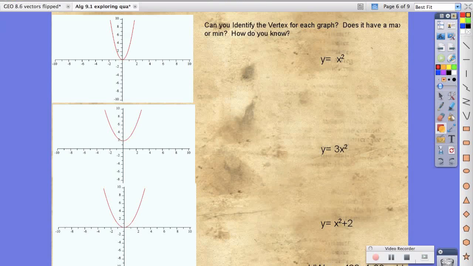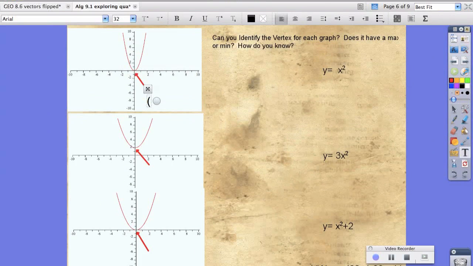So for each of these, we want to identify the vertex and whether or not it has a max or a min. So you'll notice that our vertex is here, here, and here. In all of these cases, we have a min because they're all going upwards, and they have a minimum point because this is the lowest it could go. So the vertex for all of them is actually 0, 0.